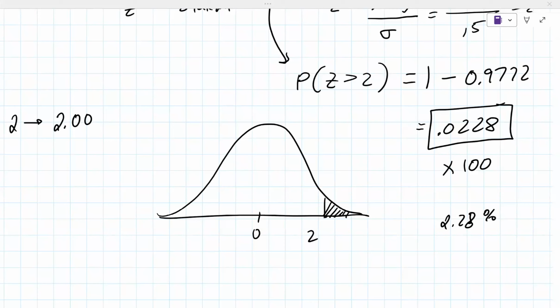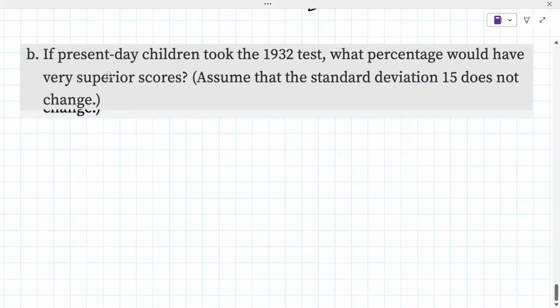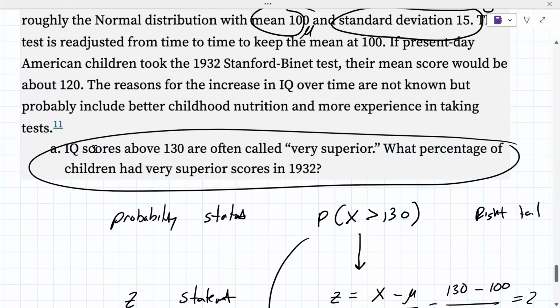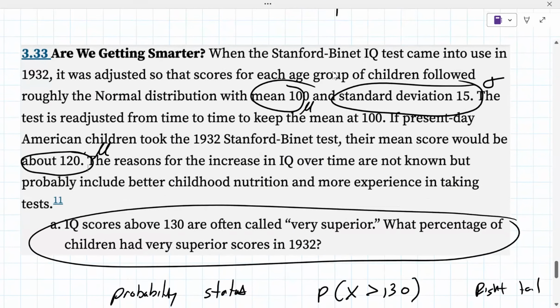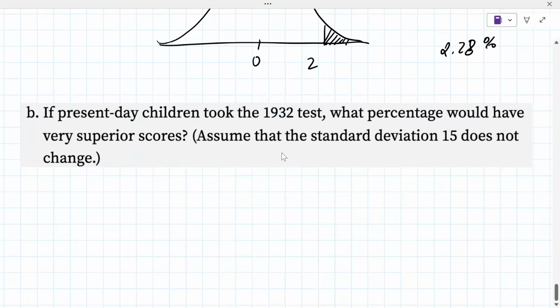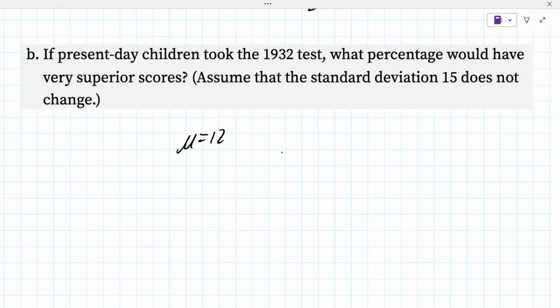Part B. So part B says present day children took the test. And that's where you have to go back and ask, well, what's different? It says present day children have a mean of about 120. So that's the new mu. So mu is equal to 120. Standard deviation is still 15. We want to know the probability that X is greater than 130 again.